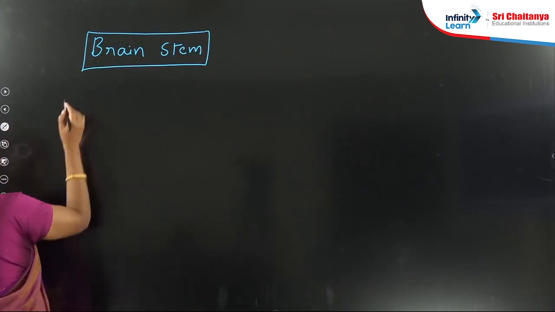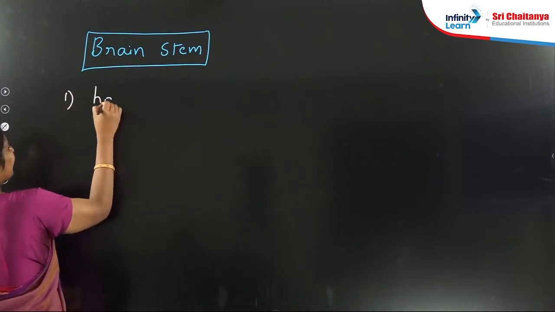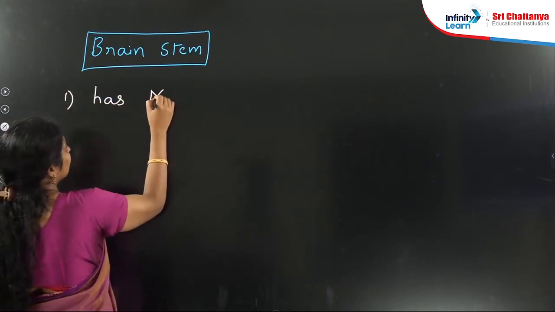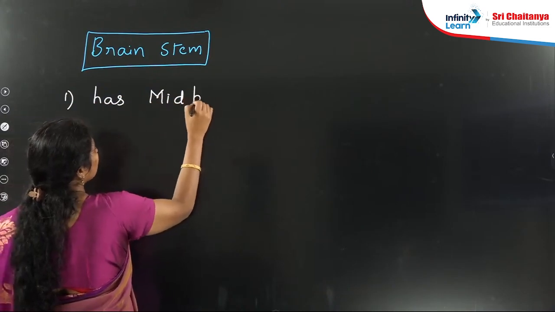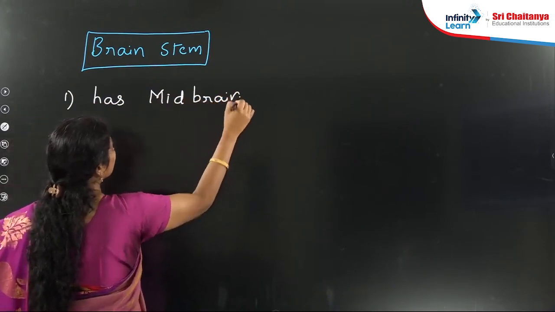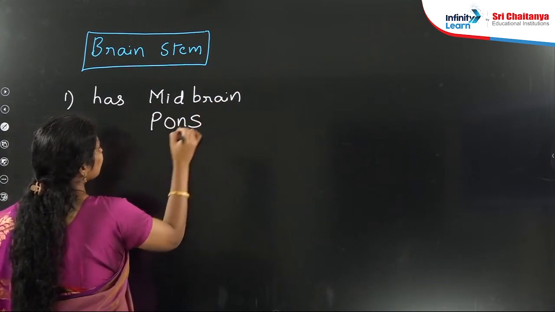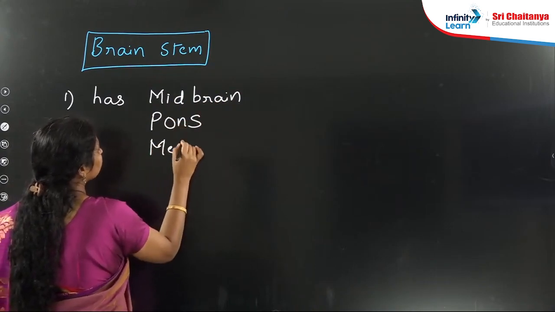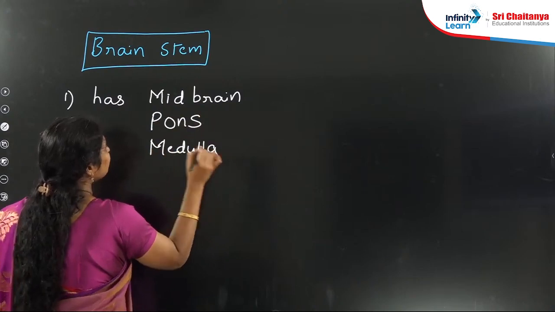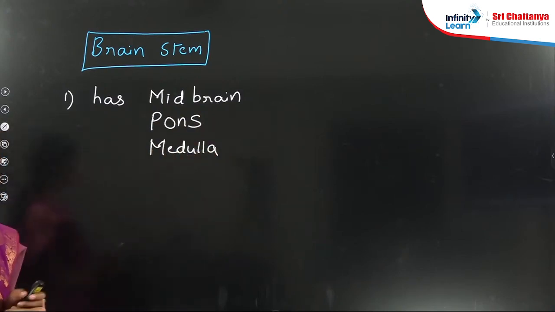The brainstem consists of, number one, the midbrain portion, next, the pons and the medulla. So these three structures form the brainstem.